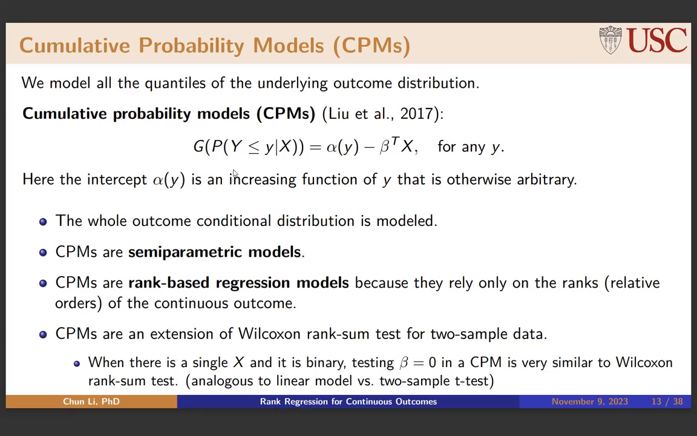And in this model, the whole distribution is modeled. CPMs are semiparametric models because there's a parametric component and a non-parametric component. And it's rank-based because all we model is this cumulative probability. So it's purely rank-based, and it's the extension of the Wilcoxon rank sum test.